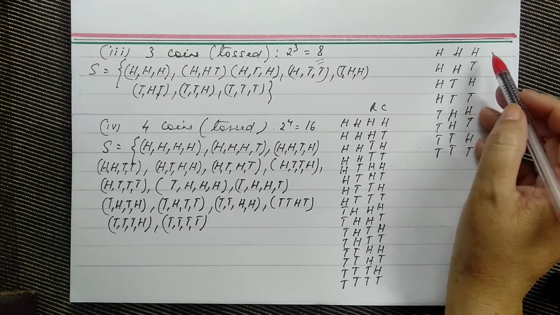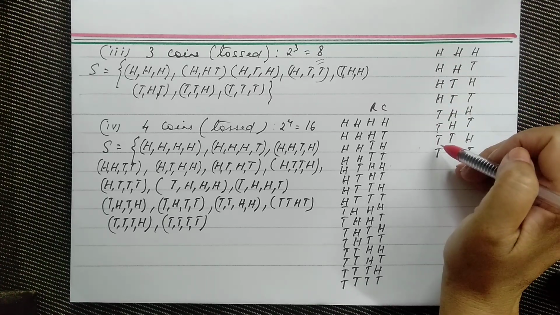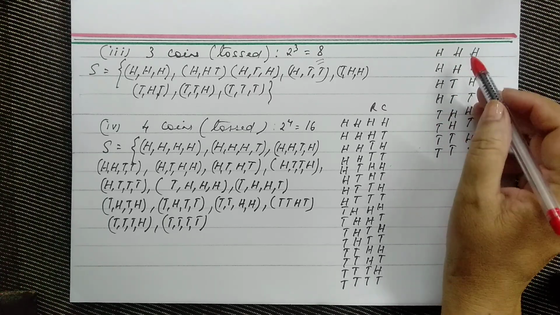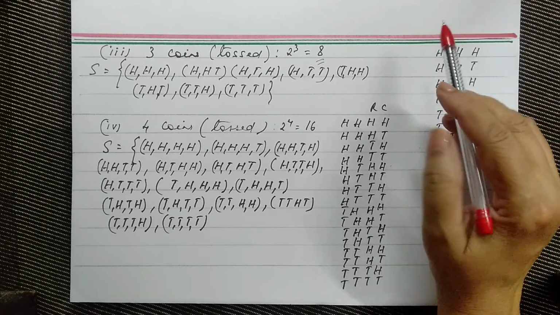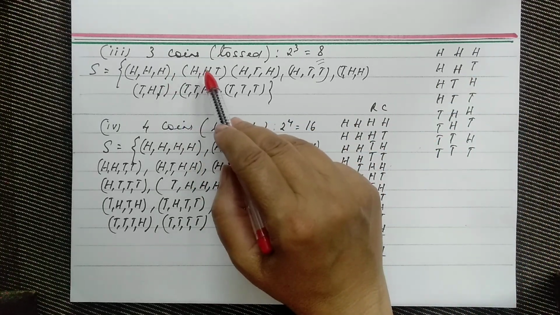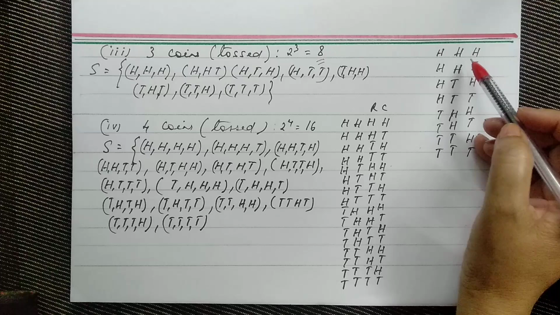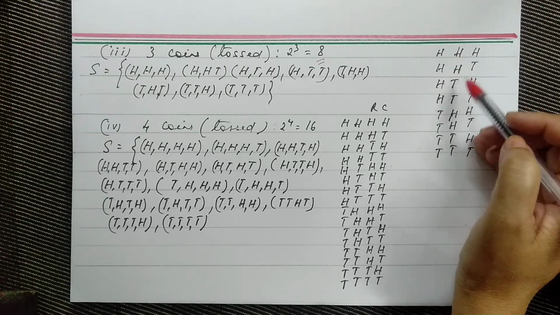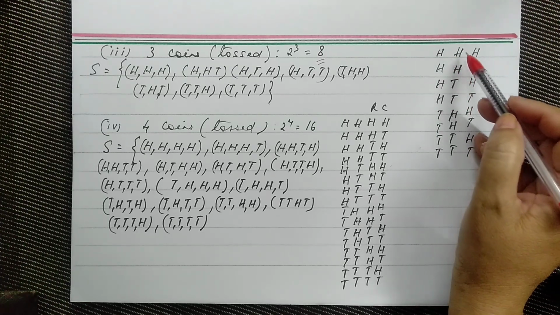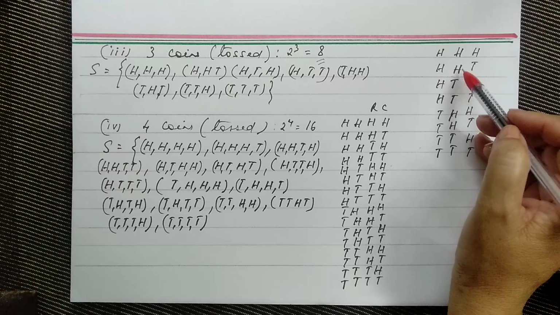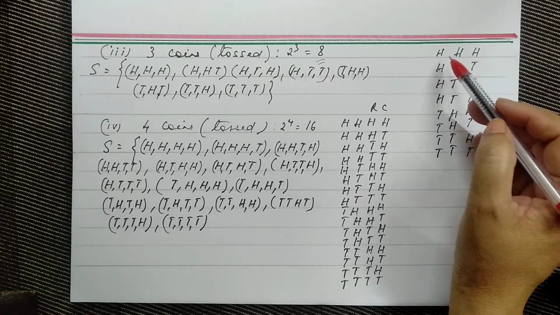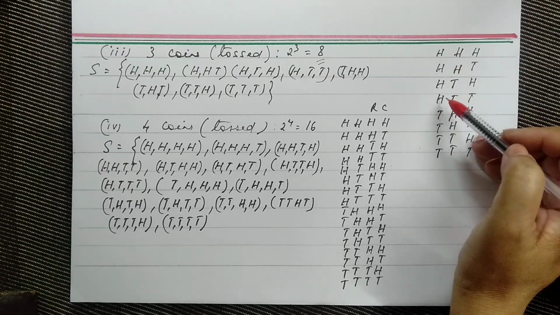And the third column will have, remember, 3 columns for 3 coins being tossed. So in the third column, what do we get? We double this 2 H here to 4: H, H, H, H.